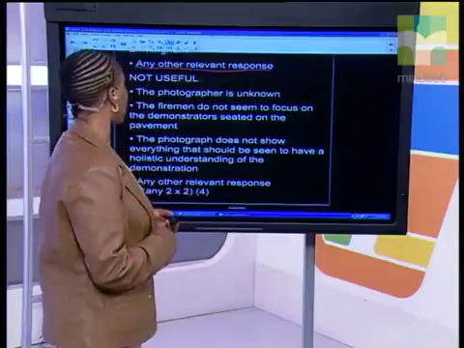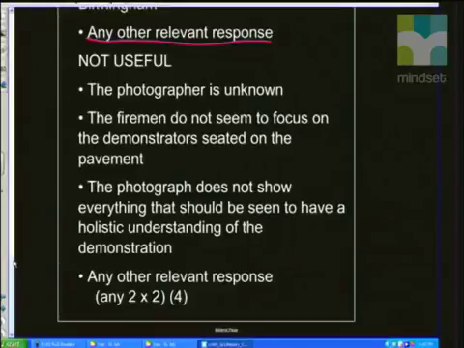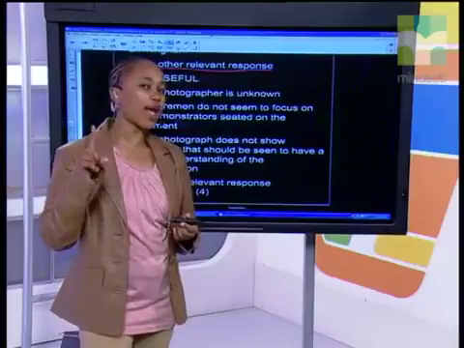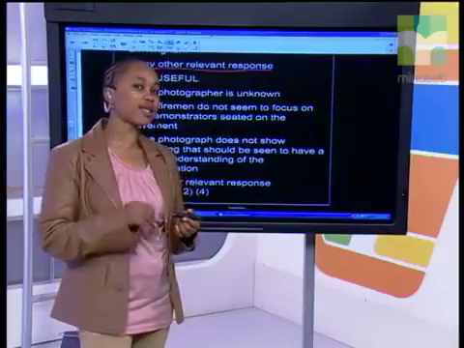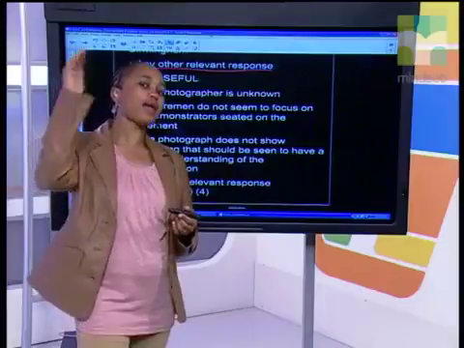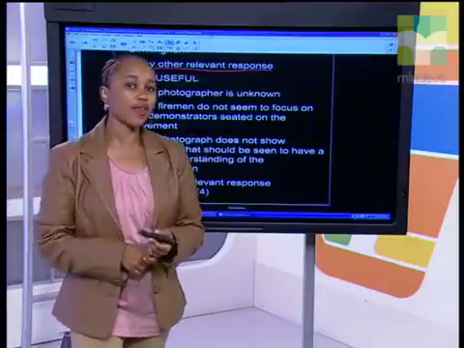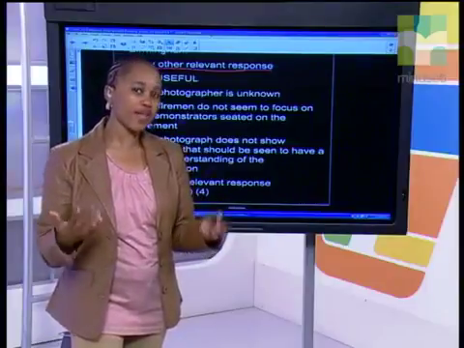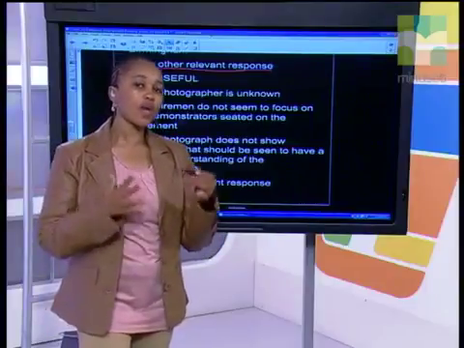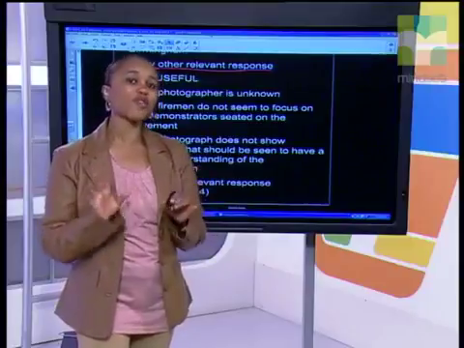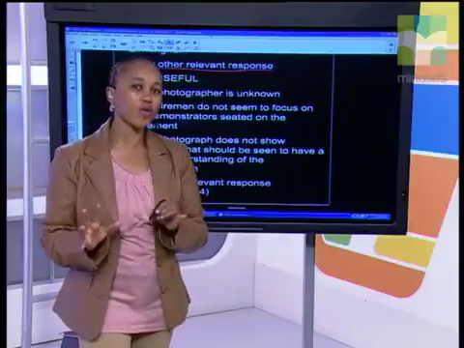Another possible response here is that the firemen do not seem to focus on the demonstrators seated on the pavement. That is obviously not an answer that most young people will come up with, but if you look at that photograph, you will see that the water is right above the protesters. It's not directed straight at them. So you could use that as well. That is acceptable because when we are historians, we're taught that you have to be critical. You need to look at all those things.